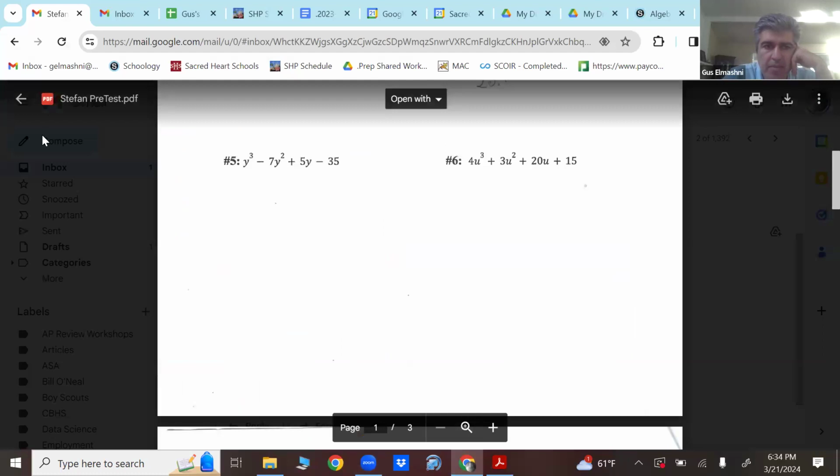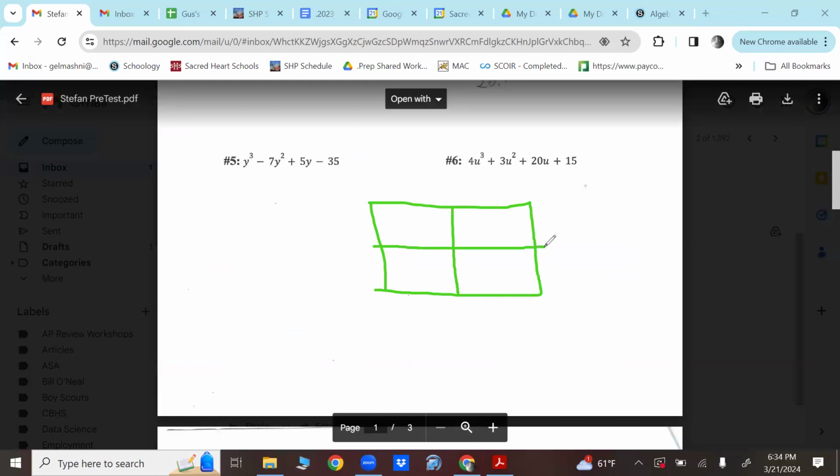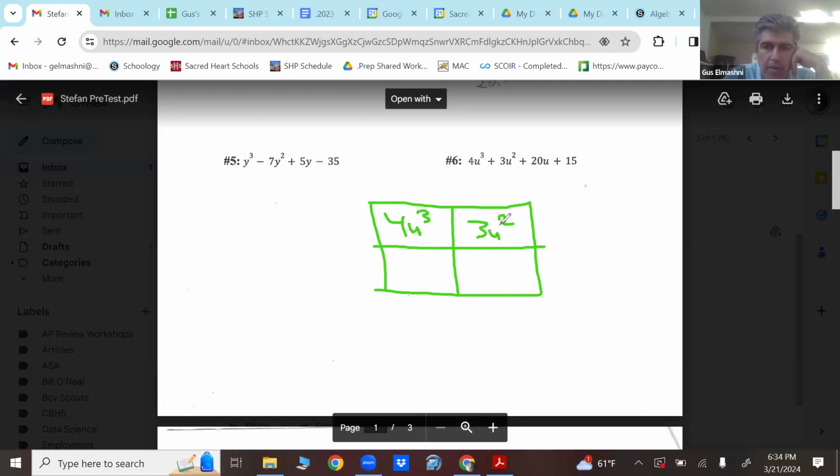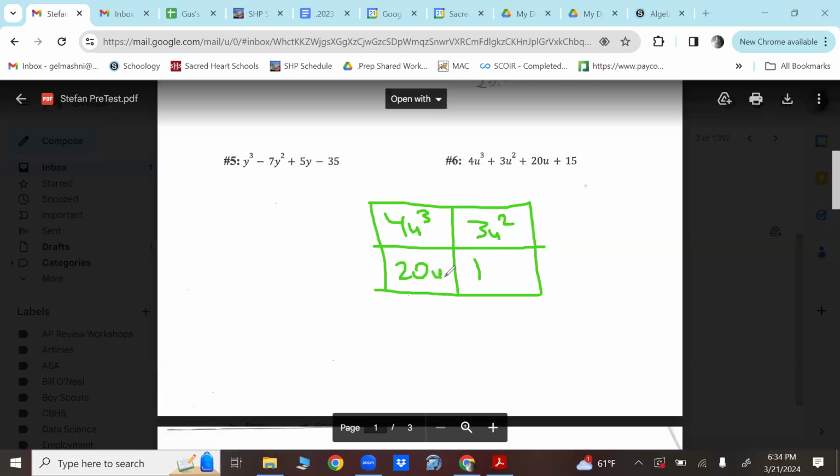Okay. So I'm going to set this up for you, and I want you to tell me what to do. All right. So I'm going to put 4u cubed, 3u squared, 20u, and 15.